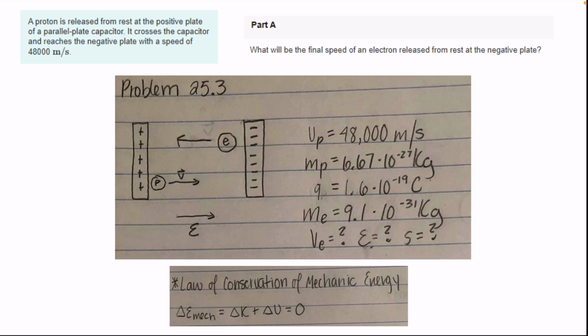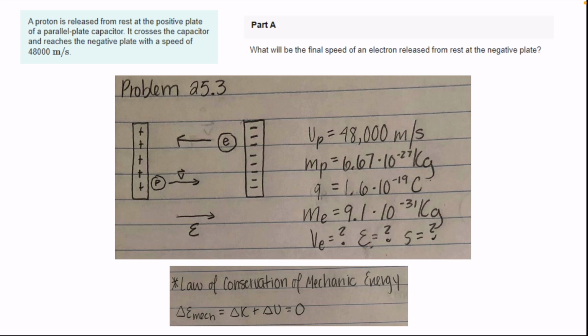So you can see here I drew my picture. The proton is going to be released from the positive side and the electron from the negative, and then of course our electric field always points towards the negative side. Anytime we have protons and electrons, we just immediately have a lot of information. But what we don't know right now is the velocity of the electron. That's what we're trying to solve. And then E, the electric field, tends to be part of these equations, so it's notable that we don't have E. And we also don't know the distance between the parallel plate capacitors, which is going to play a role.